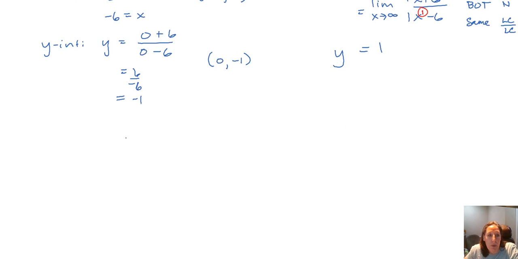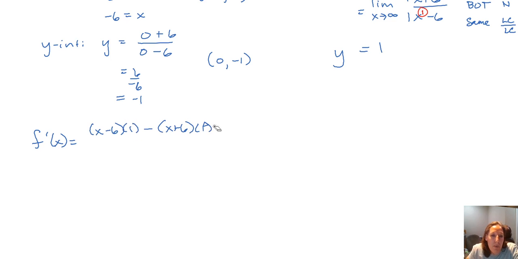Now we need to find where this function is increasing or decreasing. So in order to do that, we need to take our derivative. So our function x plus 6 over x minus 6, when we take the derivative, we're going to use the quotient rule. The bottom times the derivative of the top minus the top times the derivative of the bottom.